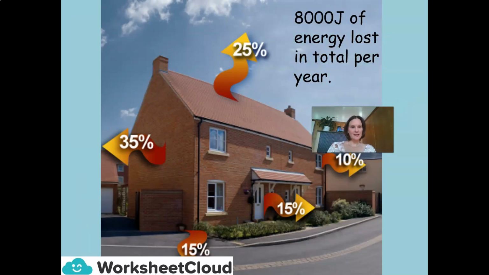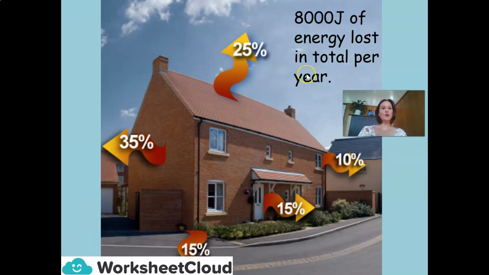So take a look at this house over here. Take a look at the huge amount of energy that is lost in total per year. 25% through the roof, 35% through the walls, 15% just through the door being open, 10% from the windows being open, and then just 15% from everyday things like garage doors, etc.